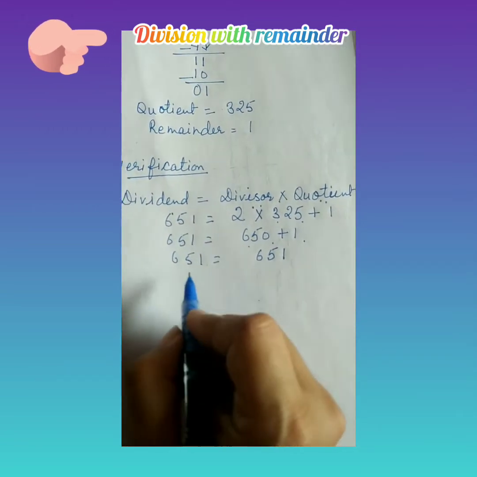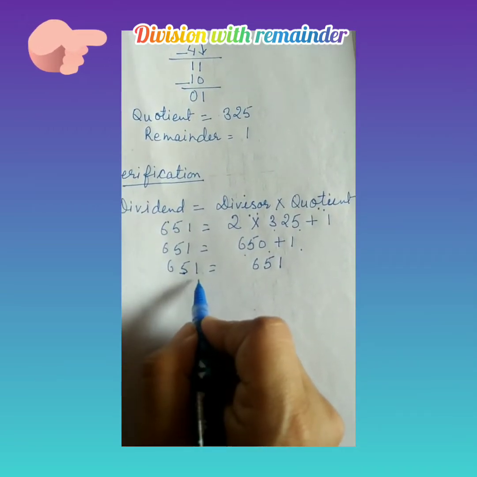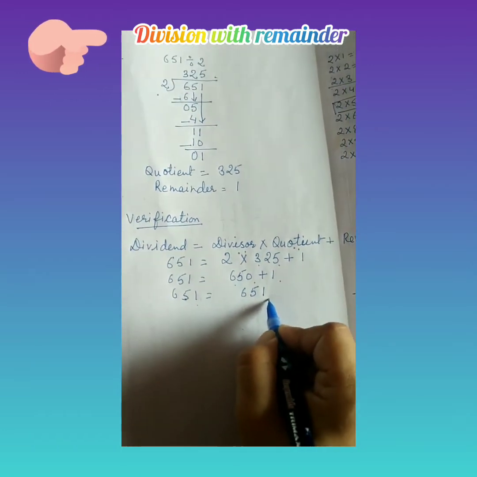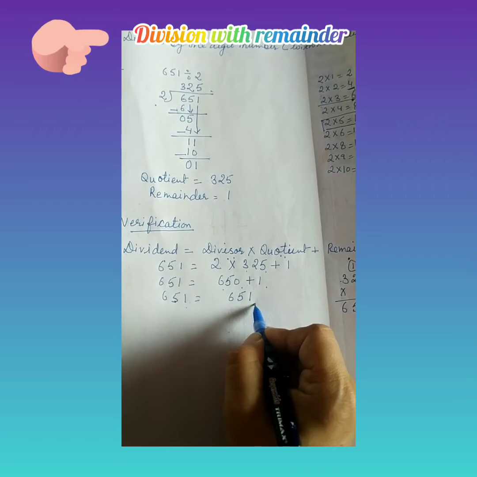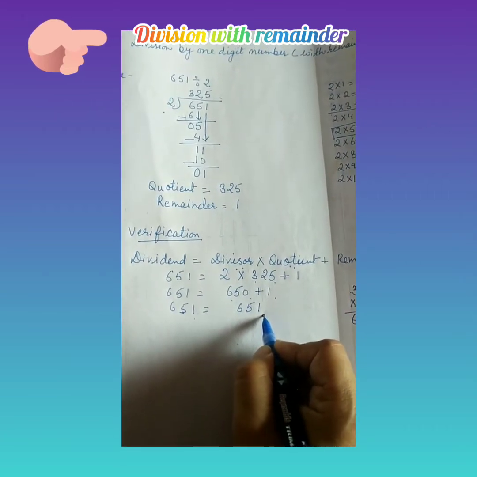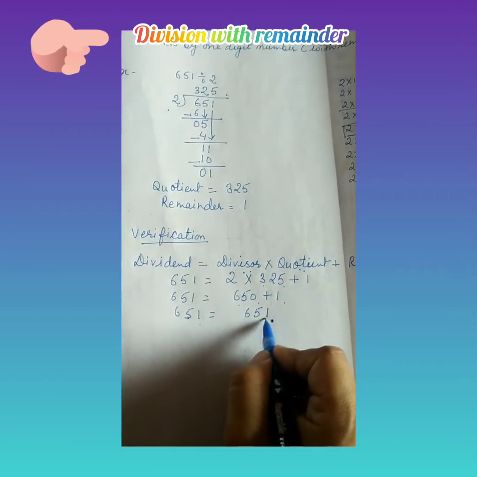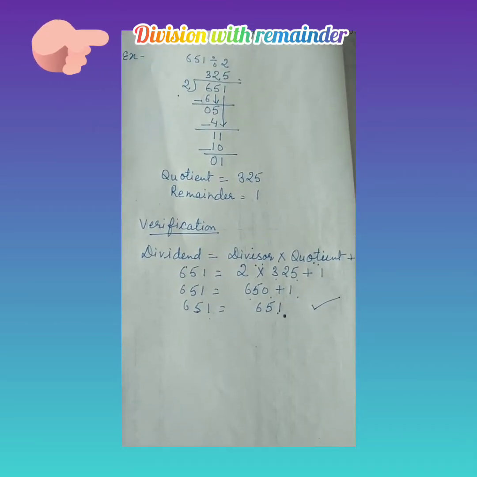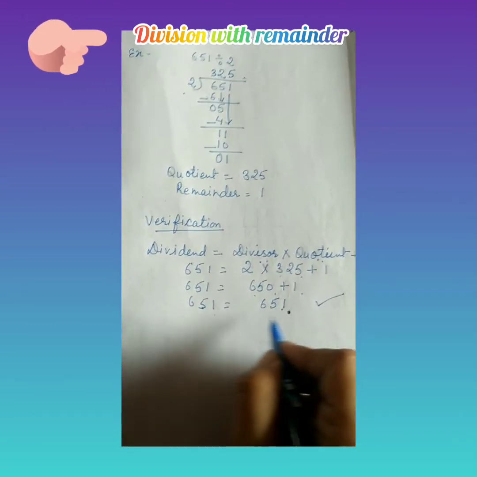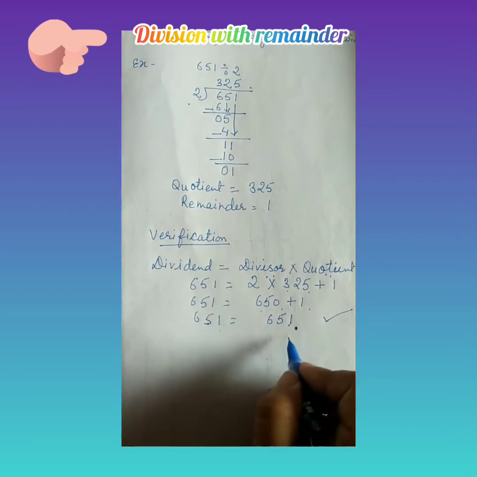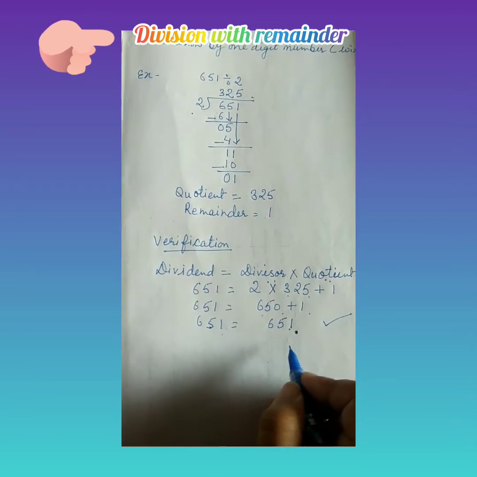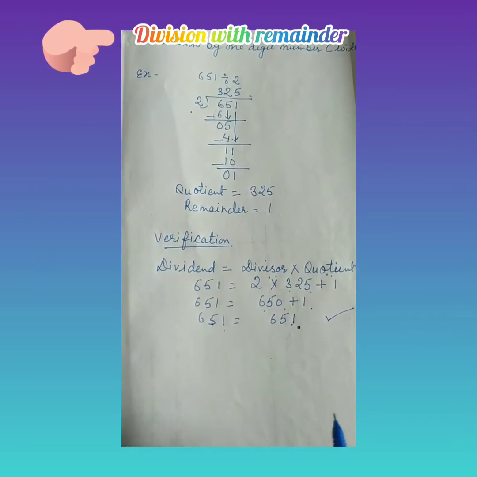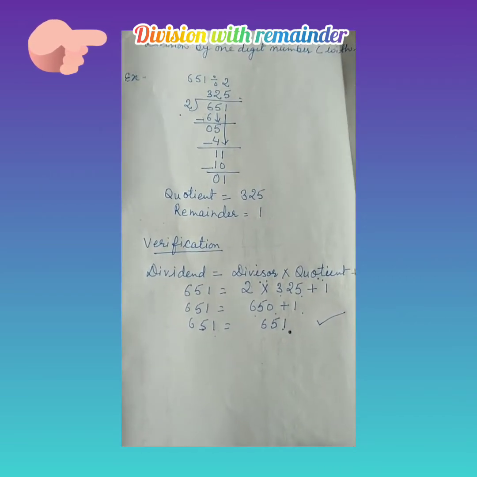651. So the dividend was 651 and the answer after divisor multiplied by quotient plus remainder is equal to 651. So both the numbers are same. So it means our solution is absolutely right. If both the numbers don't match, it means we have done something wrong in the question. Okay? Okay, I am giving you one more example.